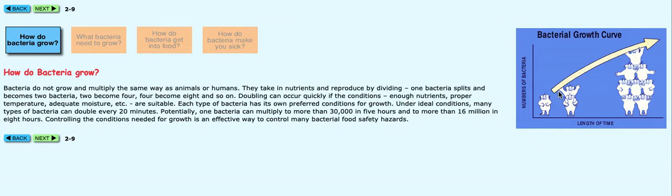When you start with one and then you get two, over time it goes really fast. Here's how you work this. You click the next button. Next. There we go. What do bacteria need to grow?